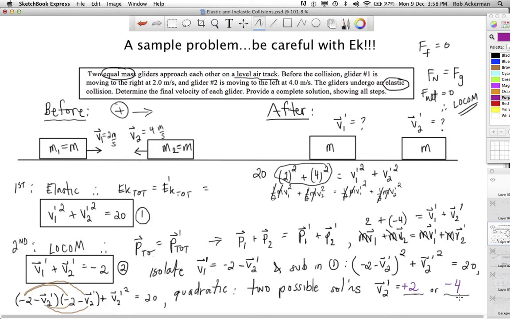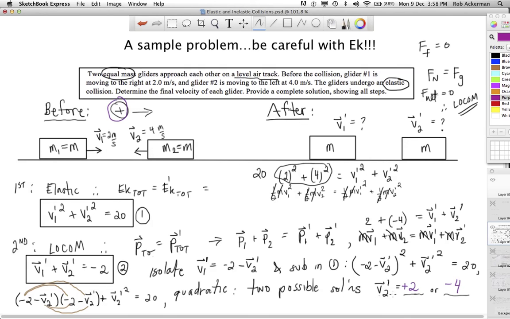Now, which one do you choose? Let me give you an example of some bad thinking. Oh, this is negative, therefore I'm not choosing it. Why is this a bad way of thinking? Because a negative velocity actually means something. It refers to the direction. Don't reject one of these answers just because it's negative. Instead, judge each answer based on its merits.